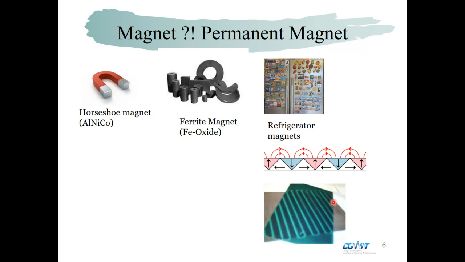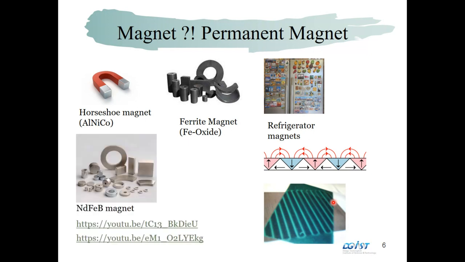With this kind of film, you can easily see the domain structure. And there is another type of magnet called the neodymium-iron-boron magnet. This magnet looks very bright, and its color is quite different from the ferrite magnet. The ferrite magnet is usually very black, and this one is like silver. And this magnet is very strong.